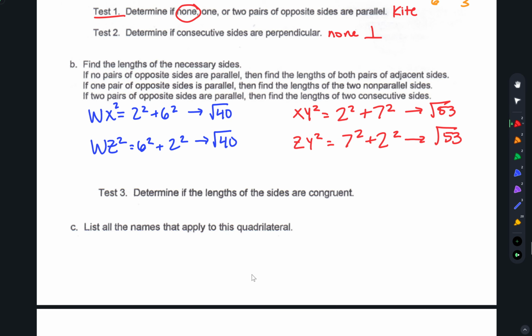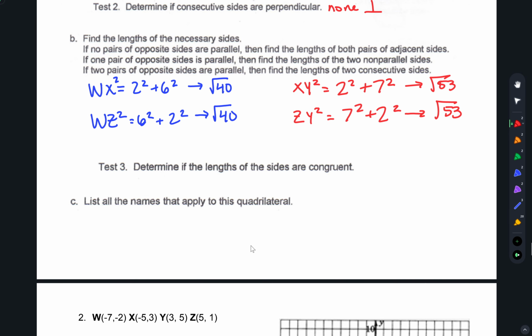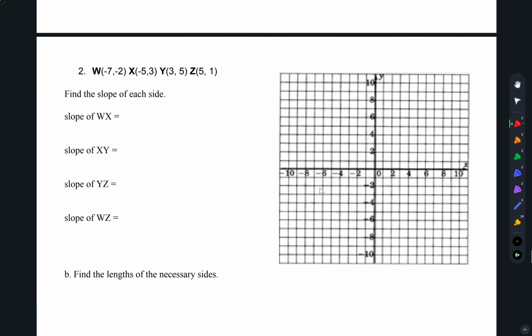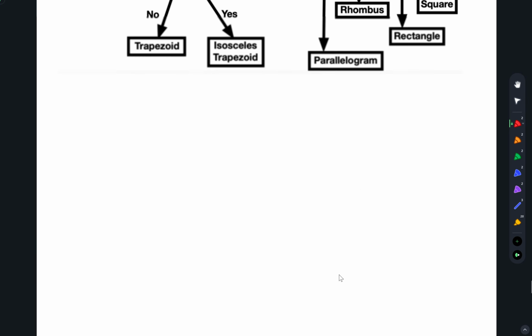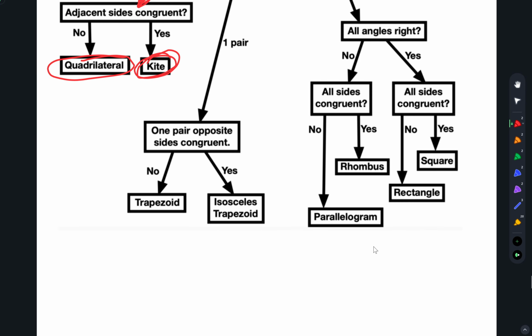definition of a kite. So then when it says list all names that apply, well, number 1, it's a quadrilateral. So if it doesn't already say that, you should always list the quadrilateral part because it's got 4 sides. And then the most specific thing that I can say about this shape is that it's also a kite. Does that kind of make sense what we're doing here? We're following that decision tree, that flow chart on the next page, and we're hoping that it gets us to where we're going. All right, so that one was kite.